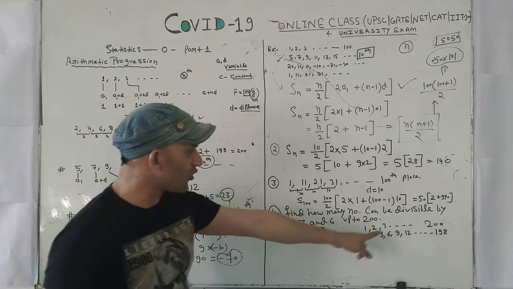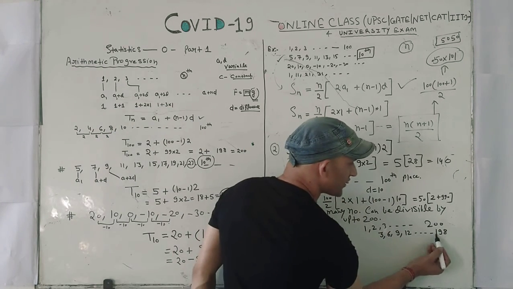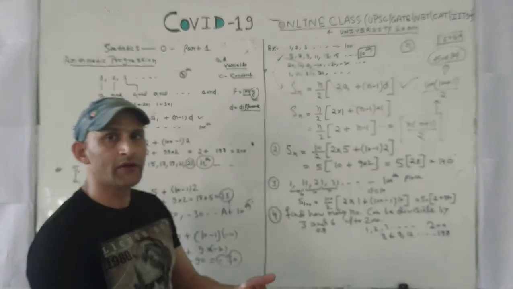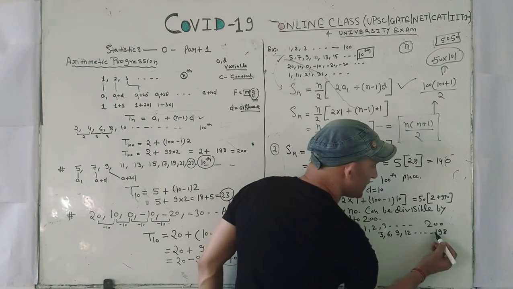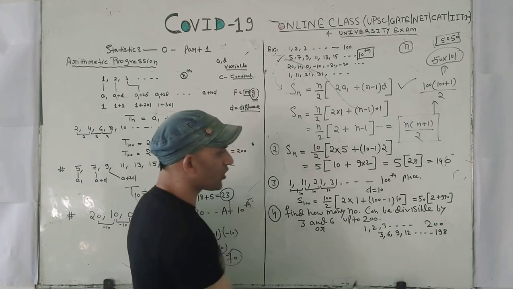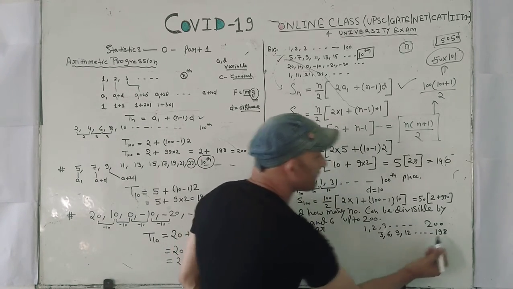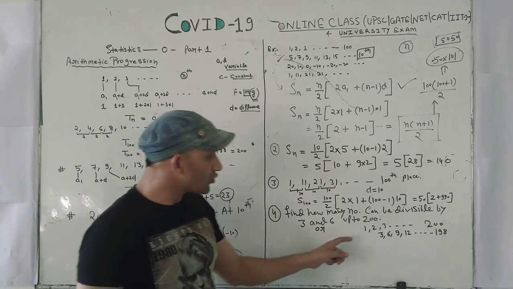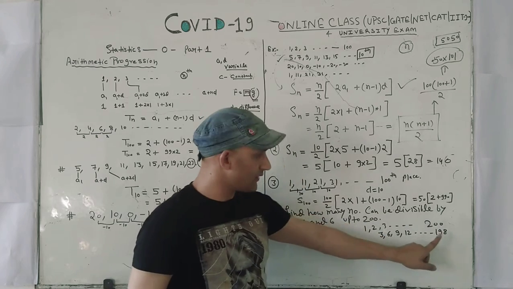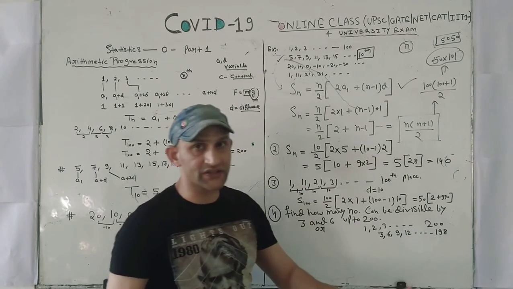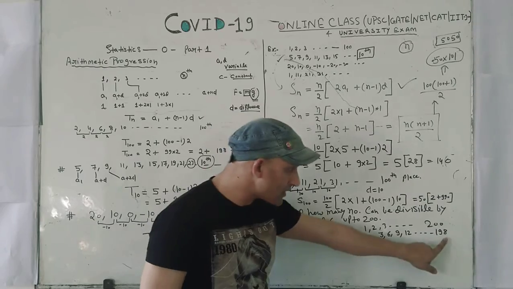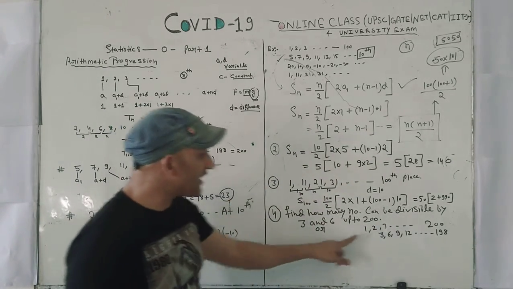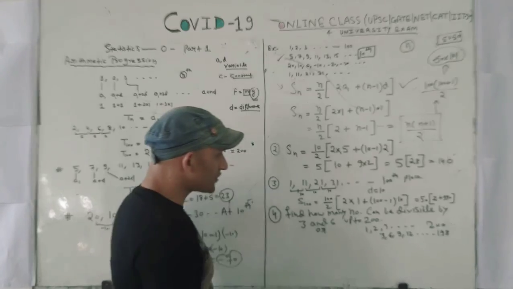This 198 can also be divided by 3, because 1 plus 9 plus 8 is equal to 18, and 18 is divisible by 3. So this number will be divisible by 3. How to check? If the sum of all the digits is divisible by 3, then the number is also divisible by 3. So this is the last number up to 200 that is divisible by 3.